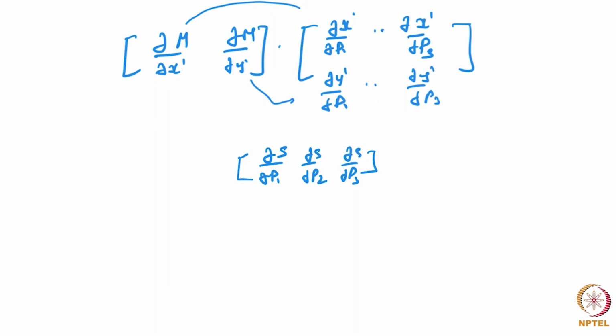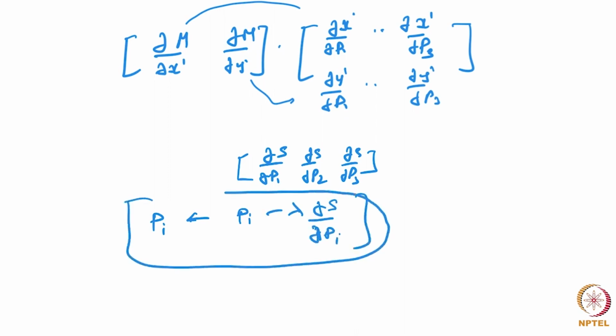Right. So then you would do the gradient descent step, which is basically pi goes to pi minus some lambda times delta S by delta p. Yeah, that's how you would do the gradient descent to estimate the parameters. Okay. So we'll see that this is the recurring case for all the other loss functions or metrics that we will use.